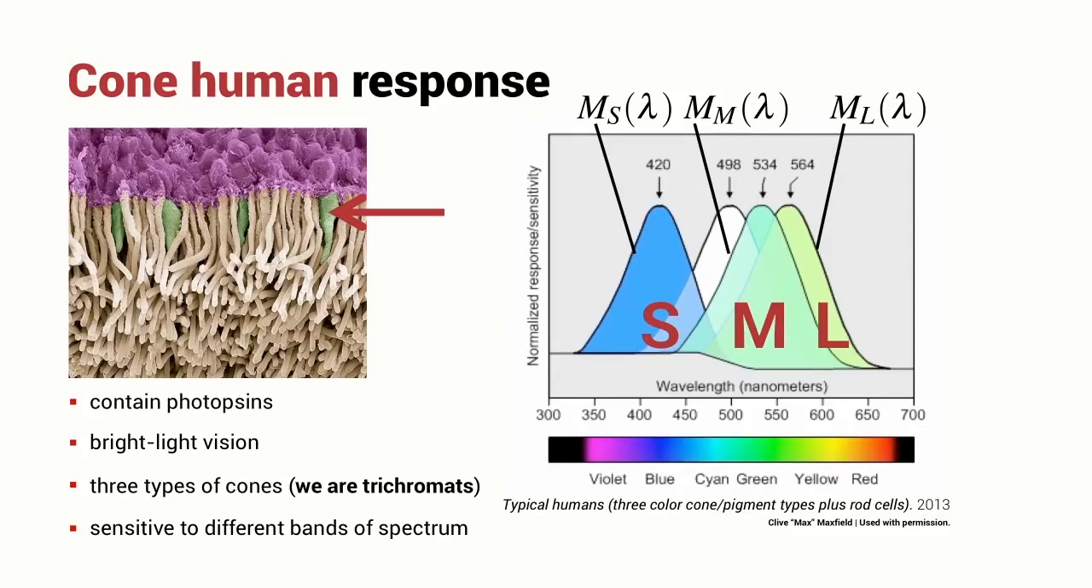The fact that we have three types of cones means that we are called trichromats. We have three colour vision. Not all animals have three colour vision. Most mammals only have two colour vision. We call them dichromats. Many other animals have four colour vision. We call them tetrachromats, and birds are a typical example of that.